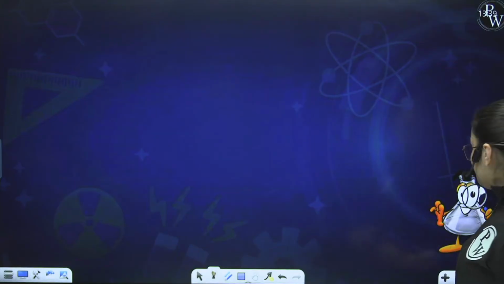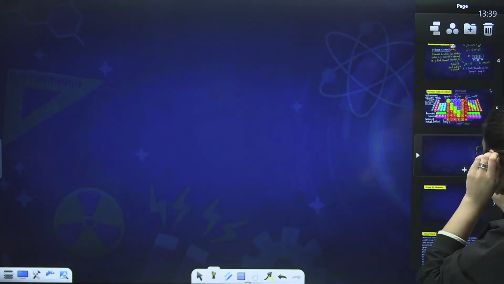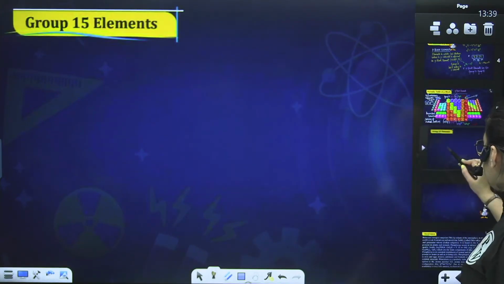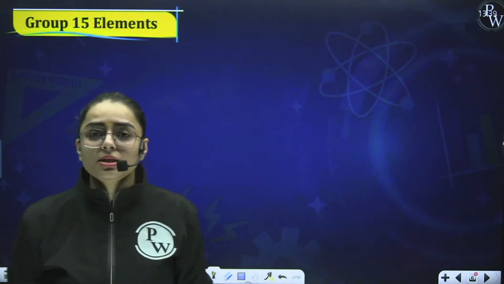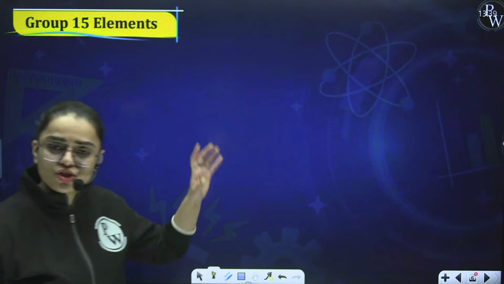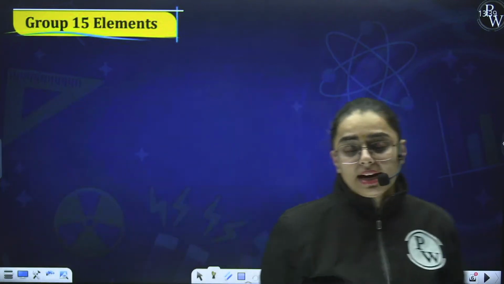So we shall start with our group number 15 elements. Let us start with group number 15 elements. Now, what are the group number 15 elements? Just you have seen right now. So, we shall write one by one.